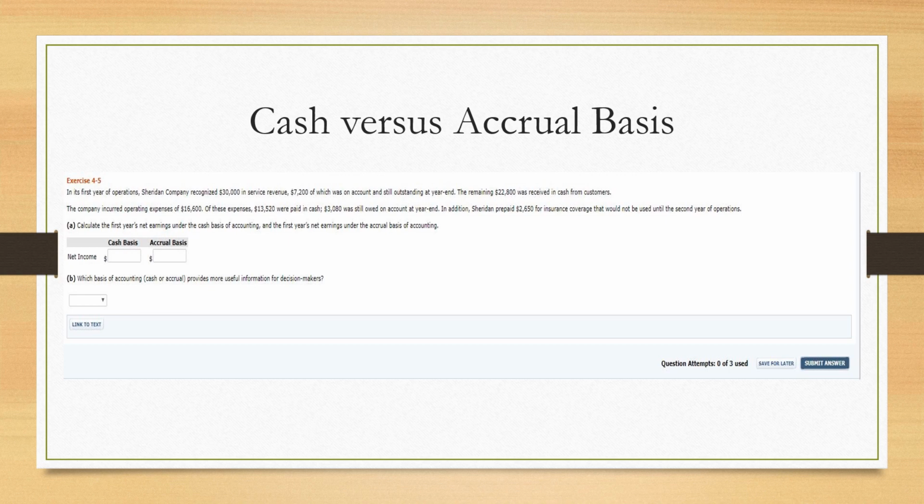So the first part of this problem is asking us to calculate the first year's net earnings under the cash basis of accounting and the first year's net earnings under the accrual basis of accounting. So as you see, the problem is asking for net income through the two different methods, cash basis and accrual basis accounting. And then, following, we are asked, which basis of accounting, cash or accrual, provides more useful information for decision makers?